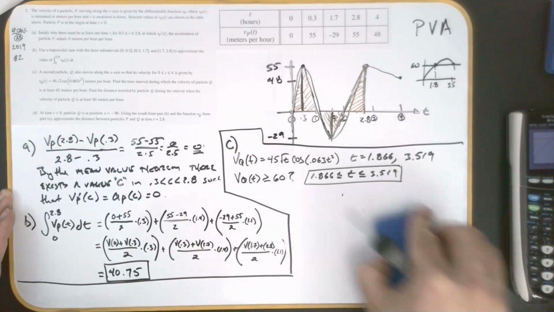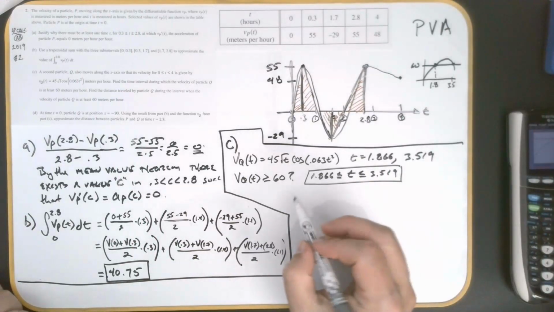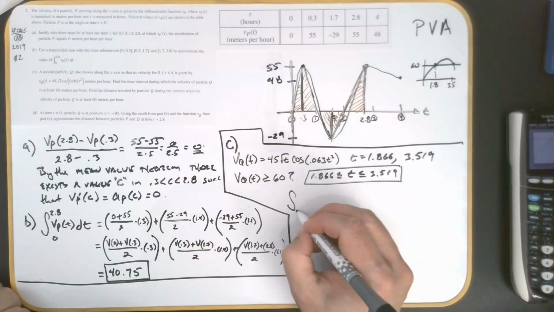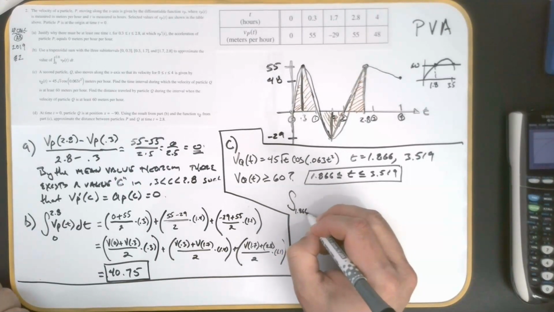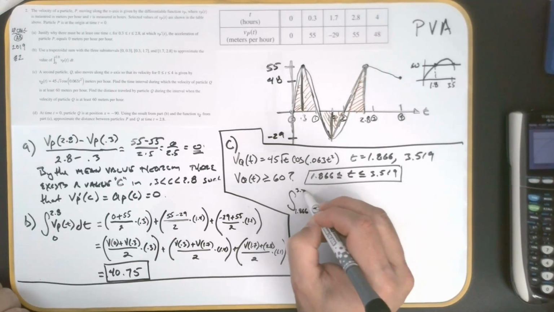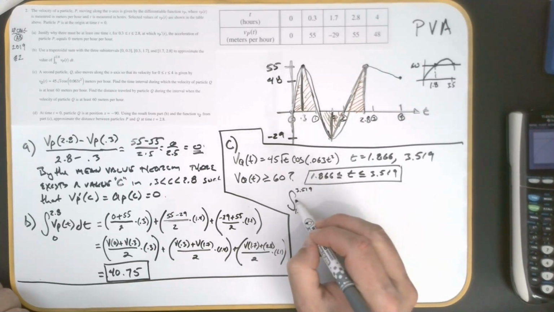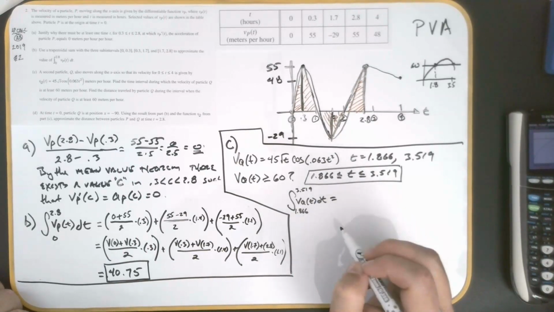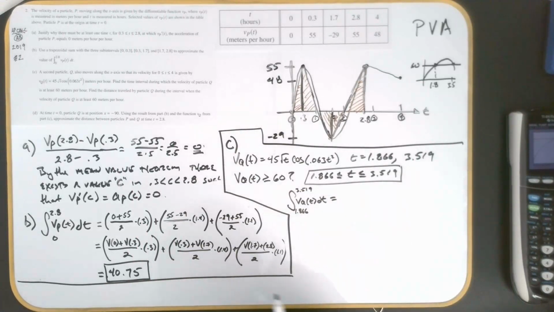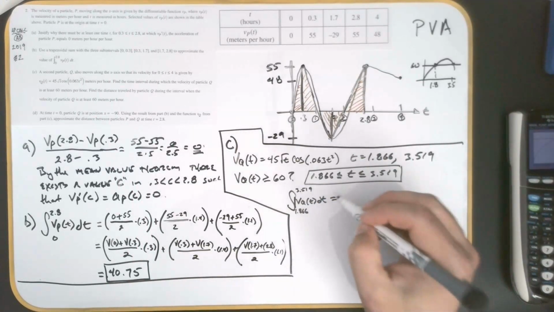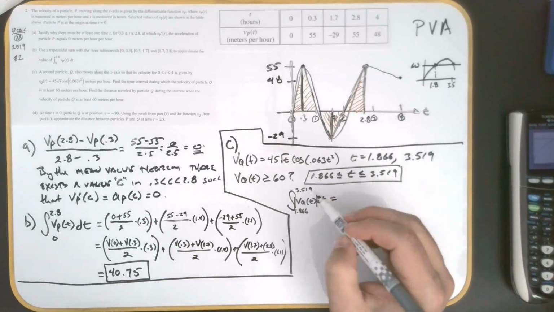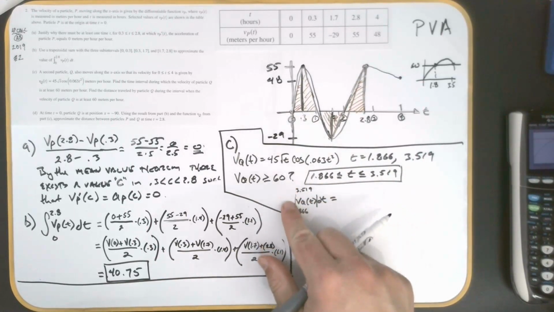So calculator time on this one as well. We're just going to integrate from our two values here. So I'm going to put 1.866 to 3.519, and we're going to integrate this velocity function v sub q of t dt. Okay, and that is all calculator work in there. Whoops, absolute value. Almost forgot the most important part there. The absolute value here. Okay, I really want to stress that here.